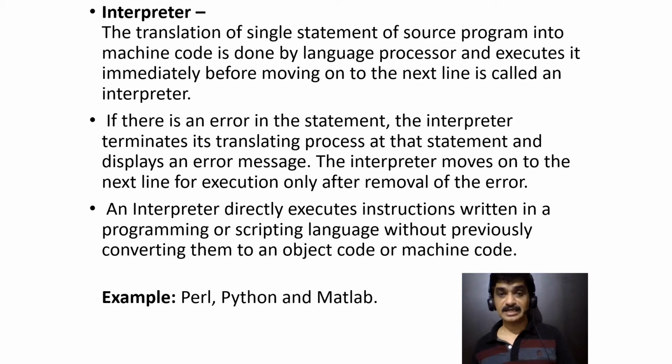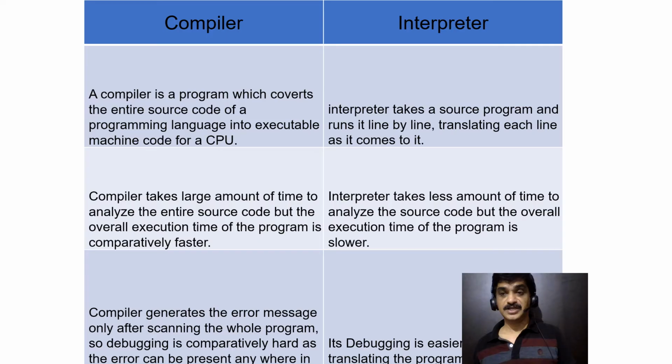An interpreter directly executes instructions written in a programming or scripting language without previously converting them to object code or machine code. Examples: Perl, Python, and MATLAB are the best examples of interpreters, which are the latest inventions in this field.